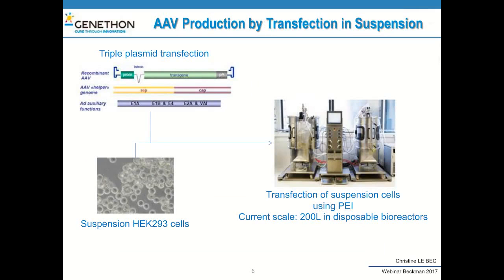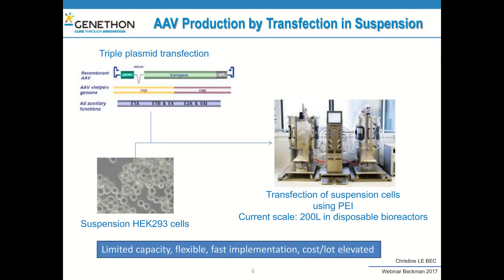So for that, we have another process in parallel, where instead of using adherent human cells, we use a suspension human cell line, and the transfection is done in bioreactors. The current scale is 200 liters in disposable bioreactors. This process can give you more product, but it also has limited capacity at 200 liters, and it also costs a lot per batch, because you need to use GMP-grade plasmids.